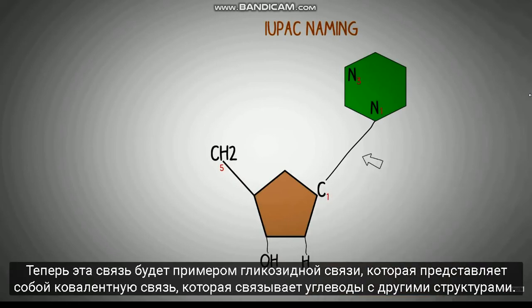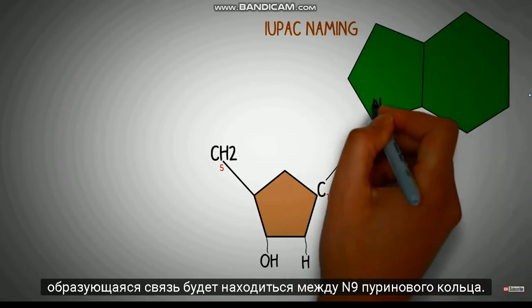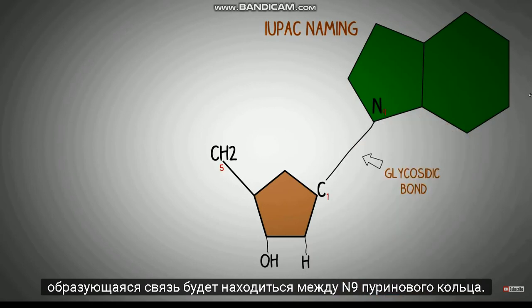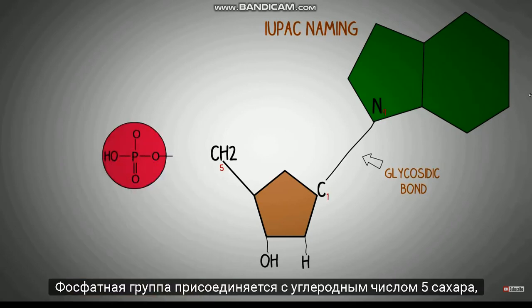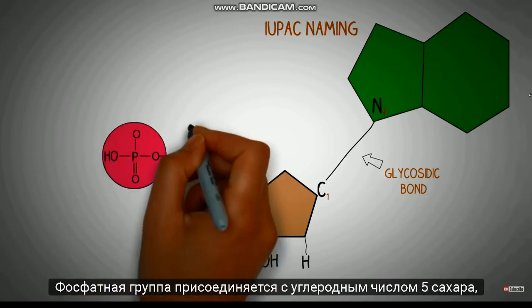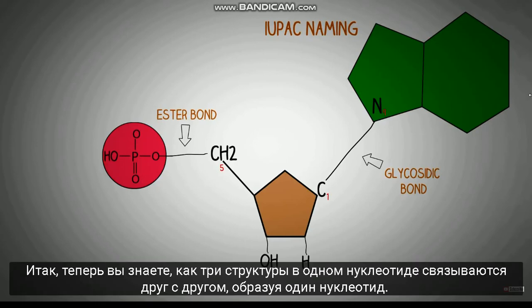Now this bond will be an example of a glycosidic bond, which is a covalent bond which links carbohydrates with other structures. Now if we have to pair a purine ring at a similar position, the bond formed will be between the N9 of the purine ring. Next, let's attach the phosphate. The phosphate group attaches with carbon number 5 of the sugar, and the bond formed is an example of an ester bond, which is also a strong covalent bond. So now you know how the three structures in a single nucleotide bind to each other to form one nucleotide.